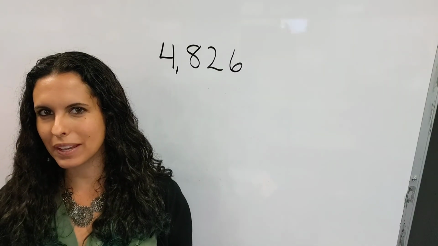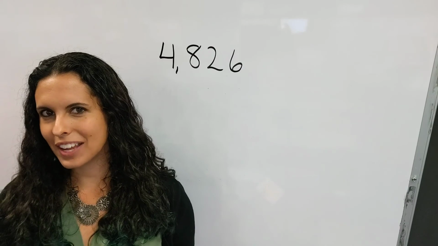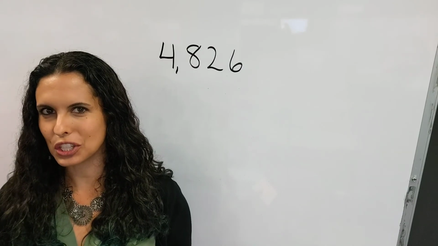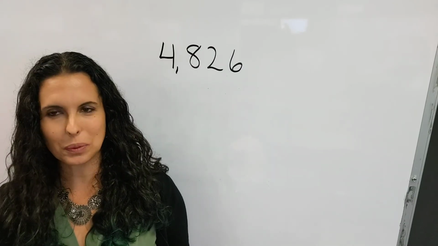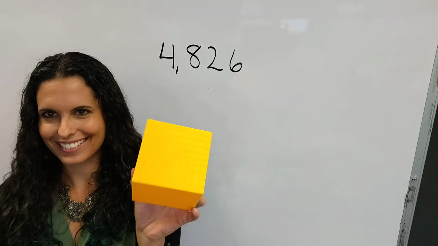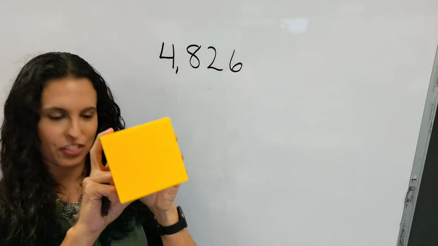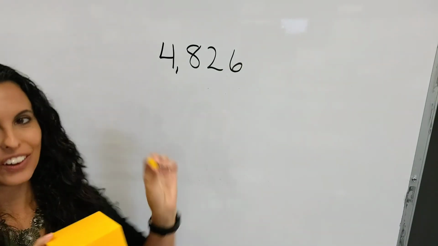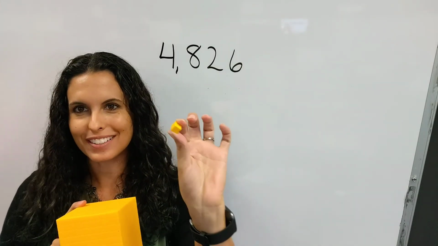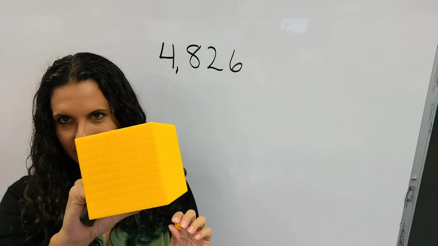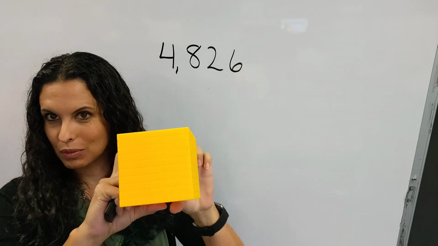Let's review what our base 10 blocks look like. Today we're adding the thousands cube. The thousands cube looks like this. Now, you need to picture 1,000 of these little units cubes to build this. And that's where the thousands comes from.